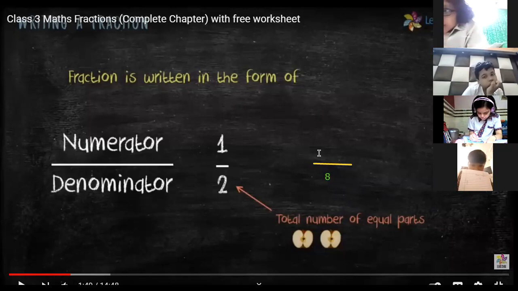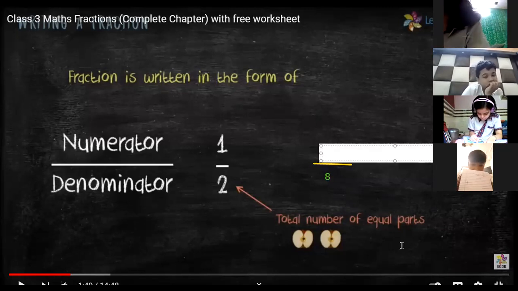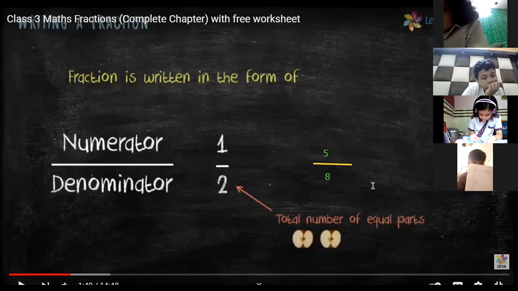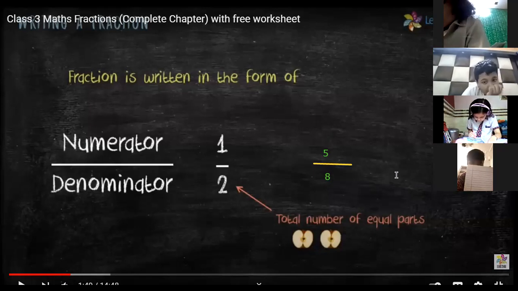And here, can you tell me what is your part? You get how many parts? 5. So what will be our fraction? Can you read it? Ma'am, 5 upon 8.